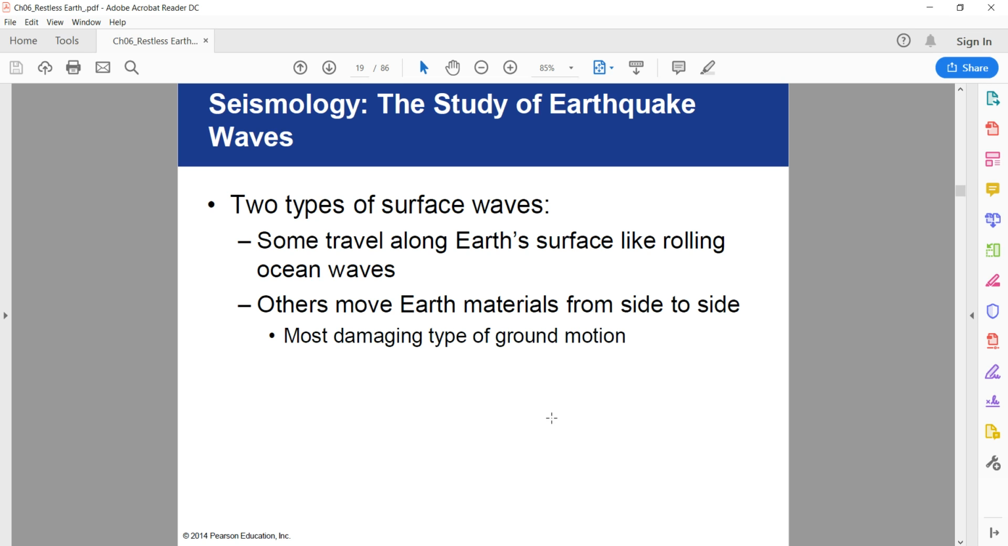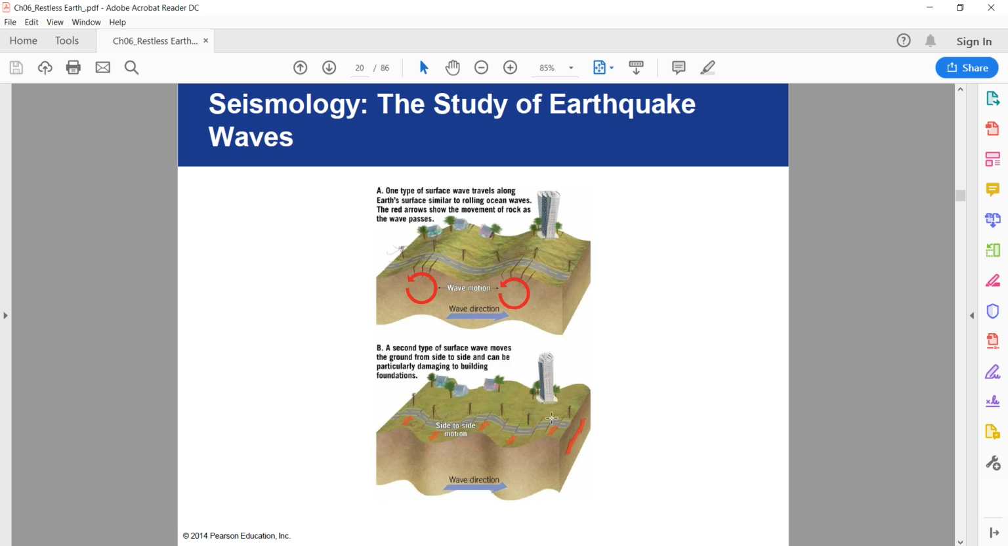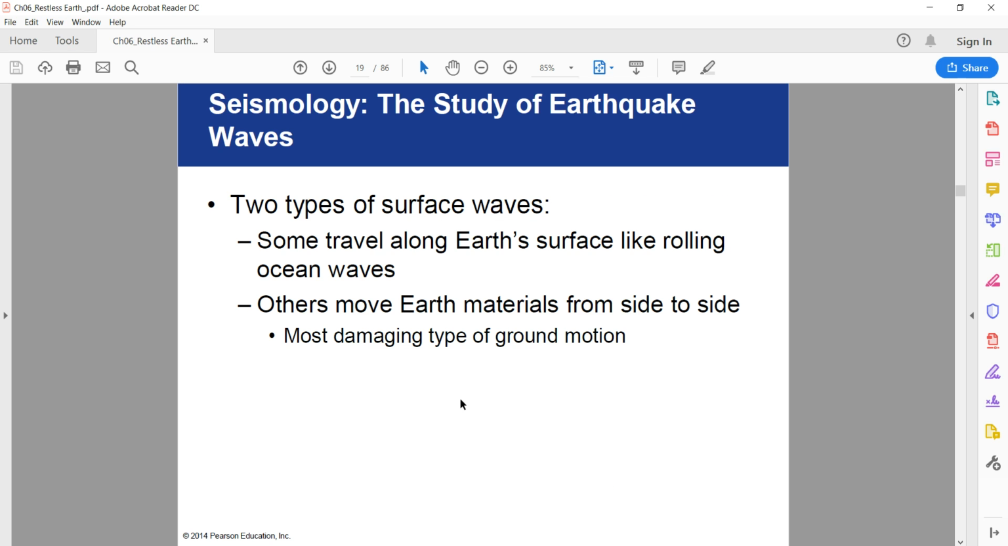The surface waves can also be classified into two different types based on their motion. The first one is more of a wave-like or rolling motion. Surface waves can have two different types of motion. One is like a wave, another one is sidewise movement. The others move side to side, the most damaging type of ground motion.